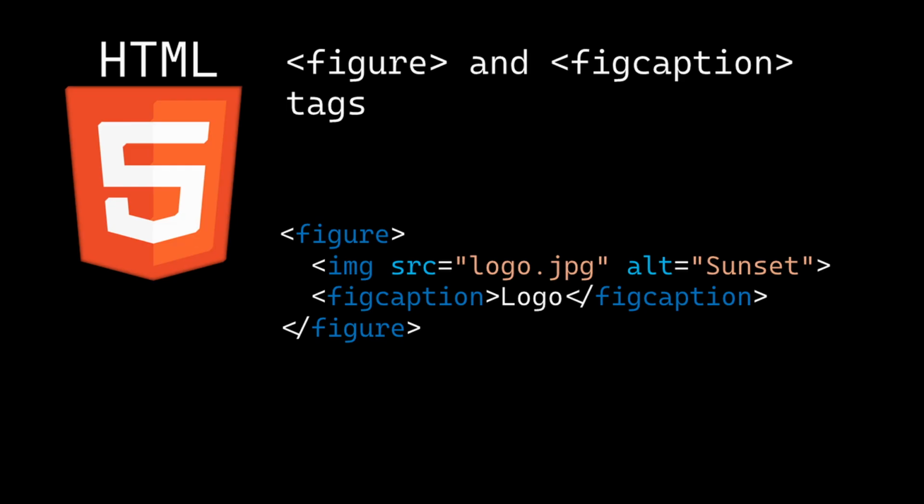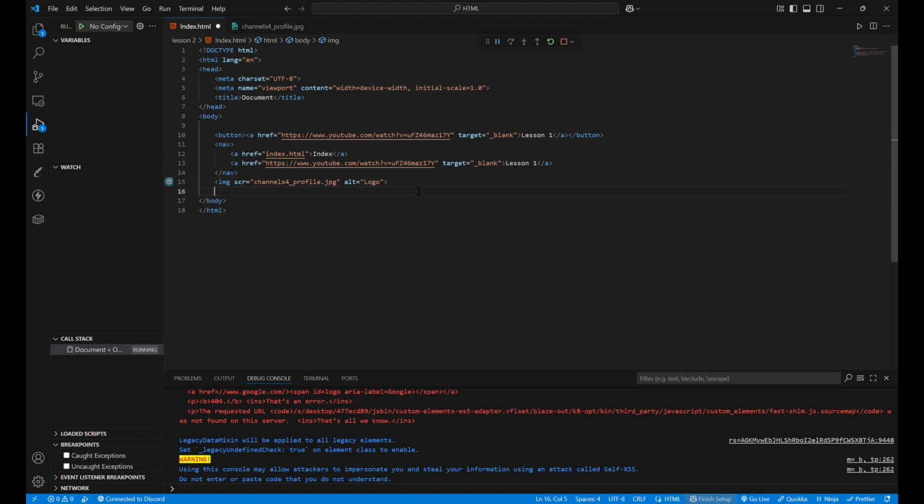Now we are going to look at the figure and figcaption tags. When you want to add a caption to an image or diagram, you can use the figure and figcaption tags. Here I'm going to write, and let's start with the figure. The figure tag is around the image and the figcaption tags. Let's put this here.